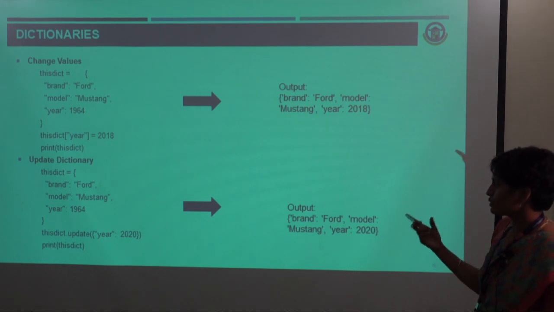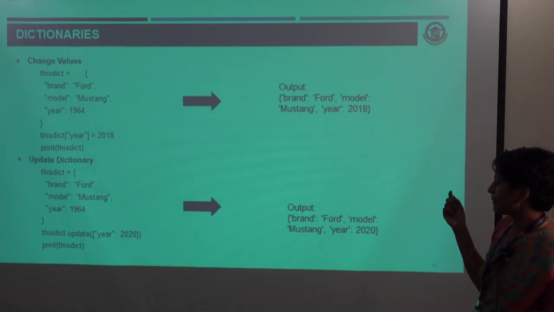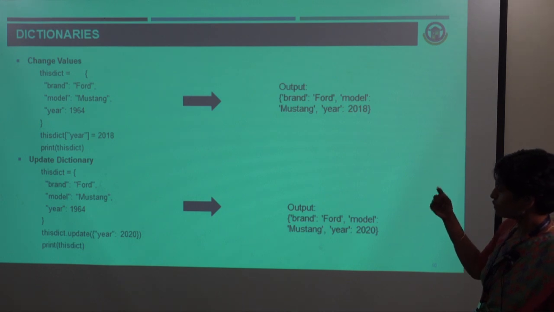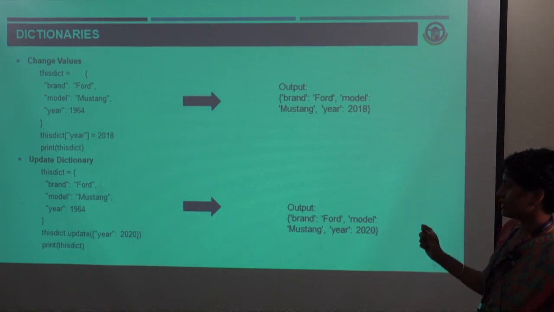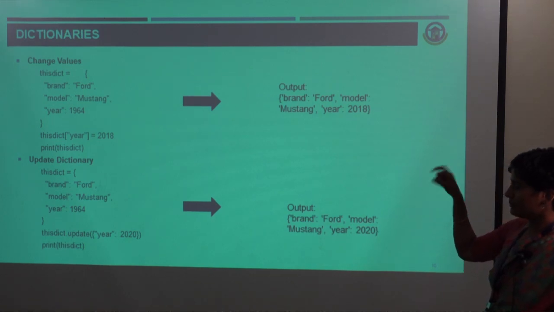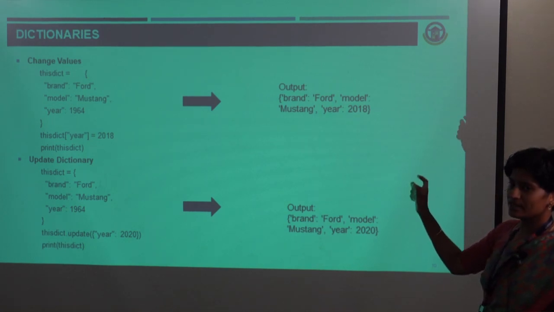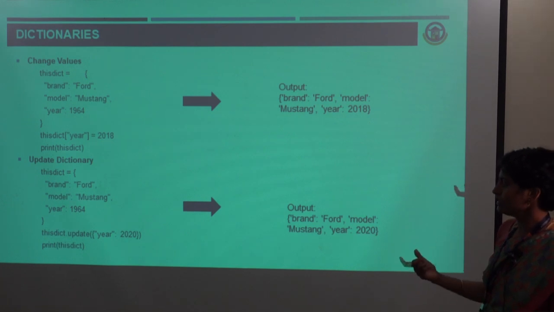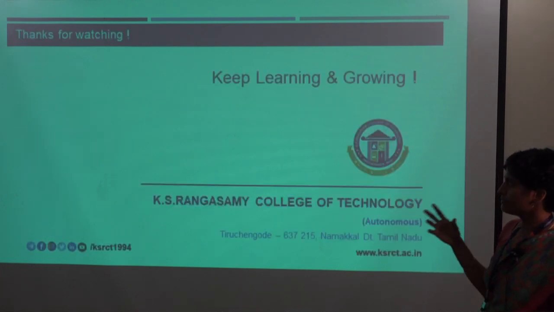Next one is also updating a dictionary. We can also update using both key and value with the update command. There we directly updated the value using the year, that is the key. Here we have updated using the update command. This is the main difference between the two.